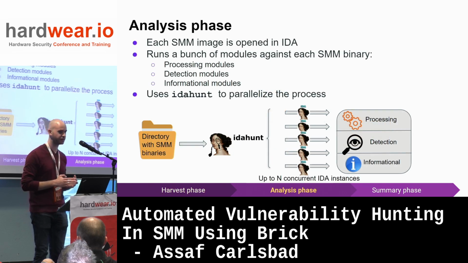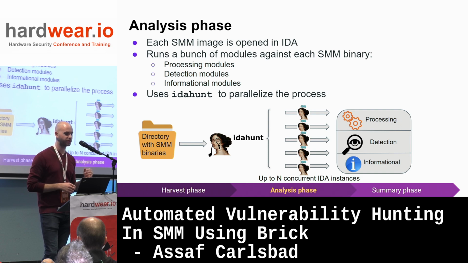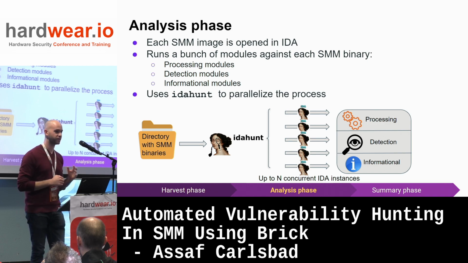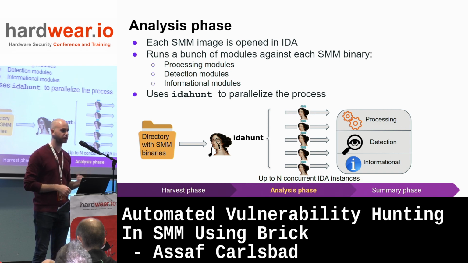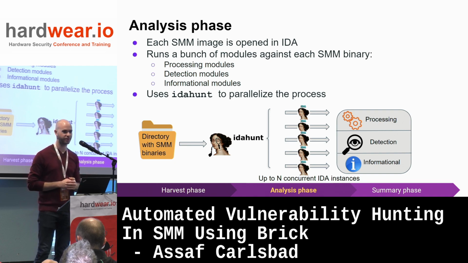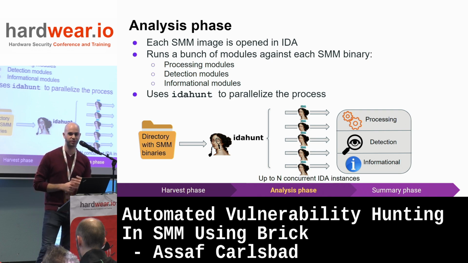Next comes the analysis phase. So in this phase, each SMM image is opened up in IDA, and after the initial auto-analysis is complete, each image goes through a set of different modules. So these modules are basically divided into 3 categories. First, we have the processing modules, which merely do some processing over the IDB. Then we have the analysis modules, which are responsible for detecting and pinpointing potential vulnerabilities. And finally, we have informational modules that emit some valuable information which isn't necessarily related to vulnerabilities.